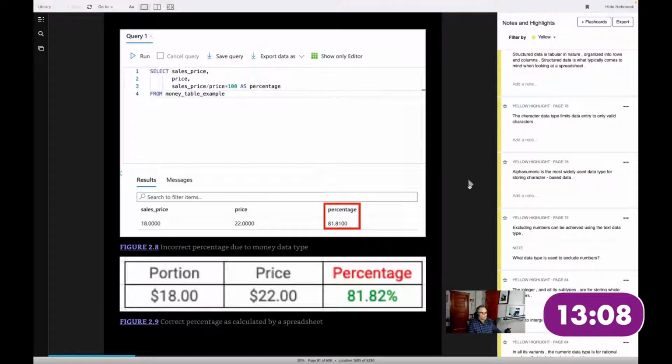Okay, I gotta look at this to see. Okay, so all right, so this is select sales price and sales price divided by price times 100 as a percentage from the money table example. Okay, got it.